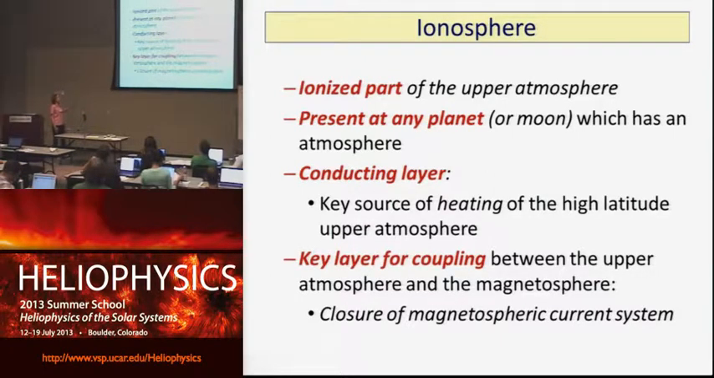It is a conducting layer, and it's a key layer for coupling the atmosphere with the magnetosphere. In particular, it ensures the closure of the magnetospheric current system. It's also a key source of heating of the high latitude upper atmosphere, and I will come back to that during the second lecture.